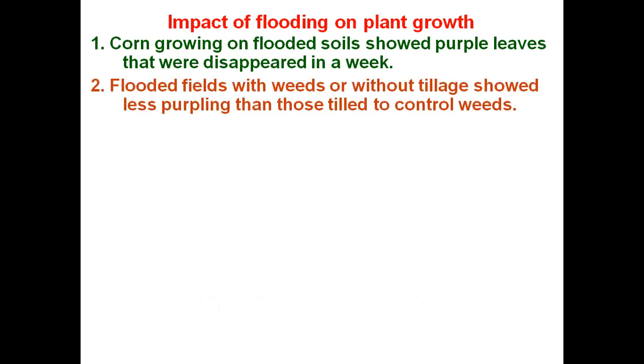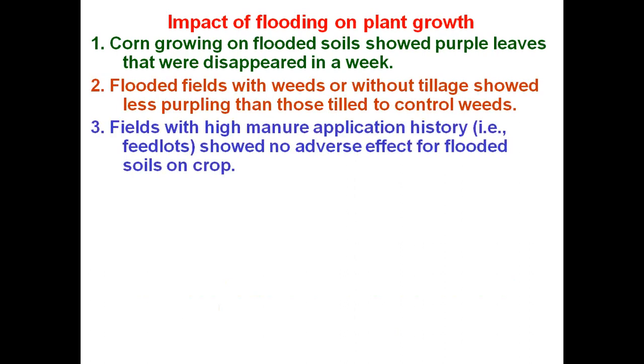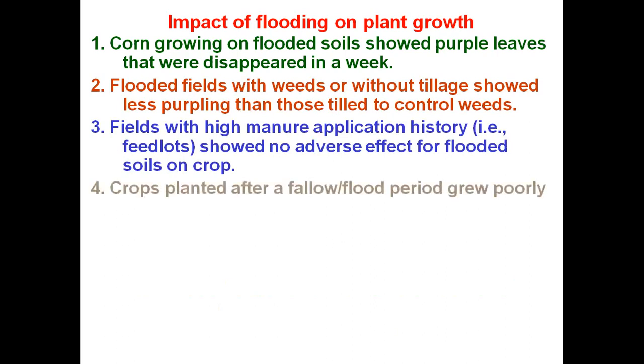Flooded fields with weeds or without tillage showed less purpling than those tilled to control weeds. Fields with a high manure application history showed no adverse effect of flooded soils on the crop. Whatever the fields in which manure application is carried out for a longer period, there will be no adverse effect on the crop or on the soil. Crop planted after the fallow or flood period will grow poorly.